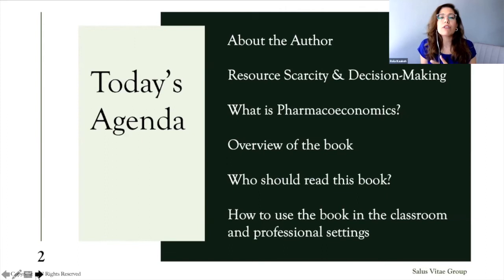In the last part, I'll talk about how to use the book. We have the traditional learner setting, as a student. But of course, we're all lifelong learners in any setting we're in, so we'll also talk about how you can use it in the professional setting and how it might be applicable to what you're working on.